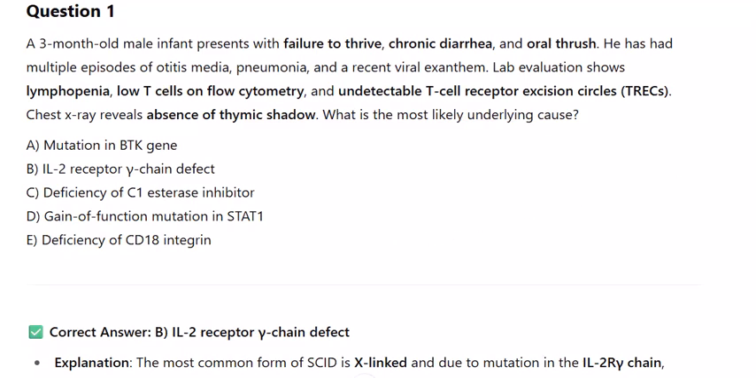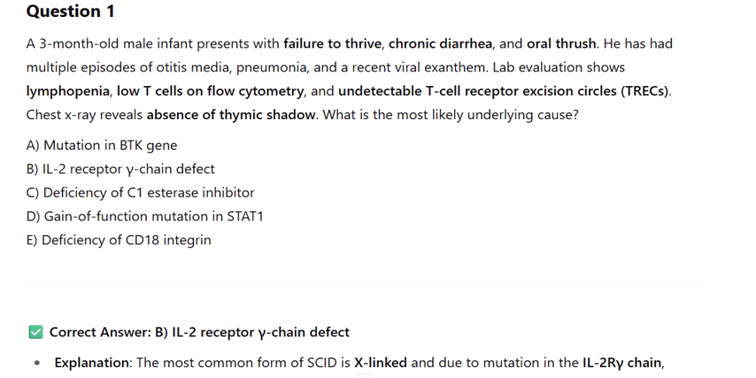Question 1. A 3-month-old male infant presents with failure to thrive, chronic diarrhea, and oral thrush. He has had multiple episodes of otitis media, pneumonia, and a recent viral exanthem. Lab evaluation shows lymphopenia, low T cells on flow cytometry, and undetectable T cell receptor excision circles, TREC. Chest X-ray reveals absence of thymic shadow.